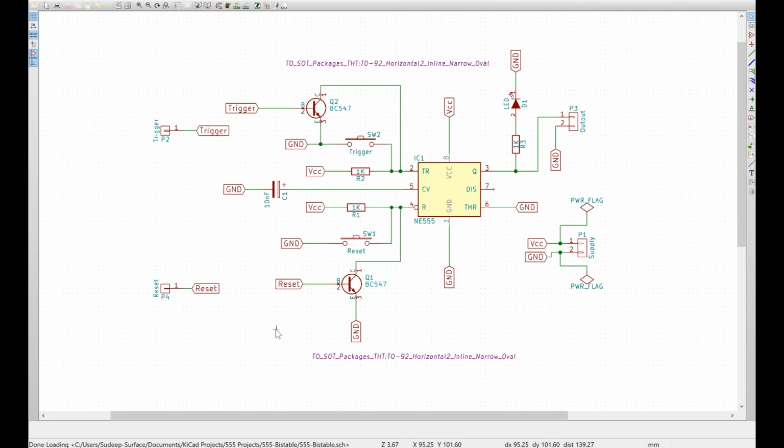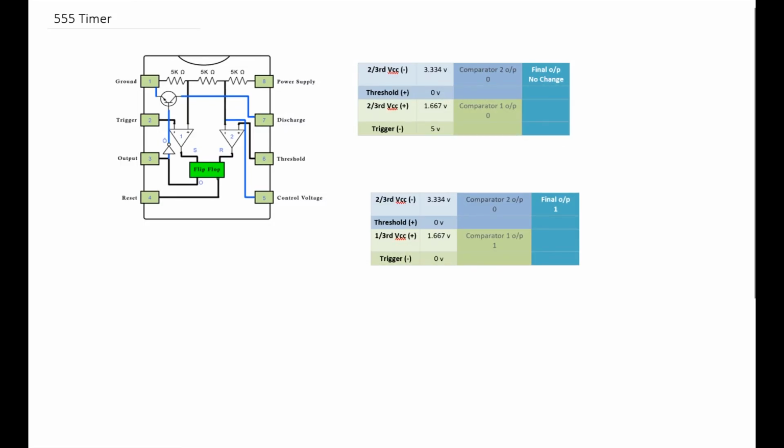So now the other thing is, when we do the reset, this reset is fed to the reset pin of the 555 timer. When we press that, it plain and simple goes and resets the flip-flop. So when the flip-flop gets reset, the output becomes 0 again for us, which resets the output of the 555 timer at pin 3.